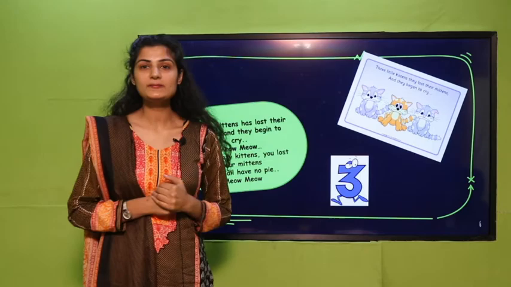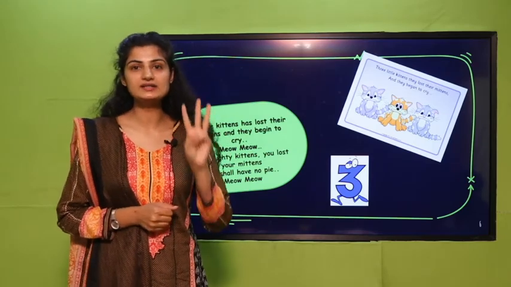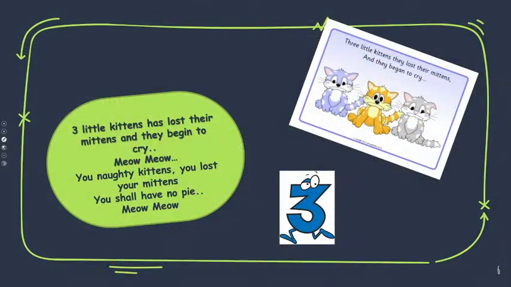So what was the poem about? The poem was about 3 little kittens. This is the number 3.